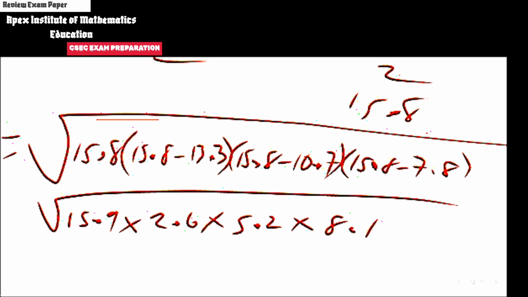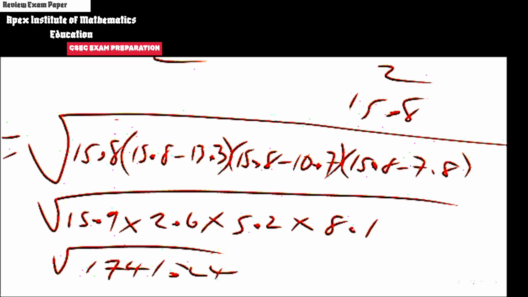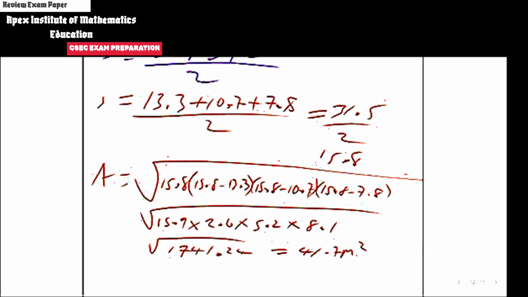So that's 15.9 multiplied by 2.6 multiplied by 5.2 multiplied by 8.1. We get 1,741.24. And if you go ahead and find the square root of that number, the square root of 1,741.24, we end up with 41.7 squared meters. Alright, that is the answer. That's the application of that question. Alright, beautiful. And then finally we got to the end of this video.